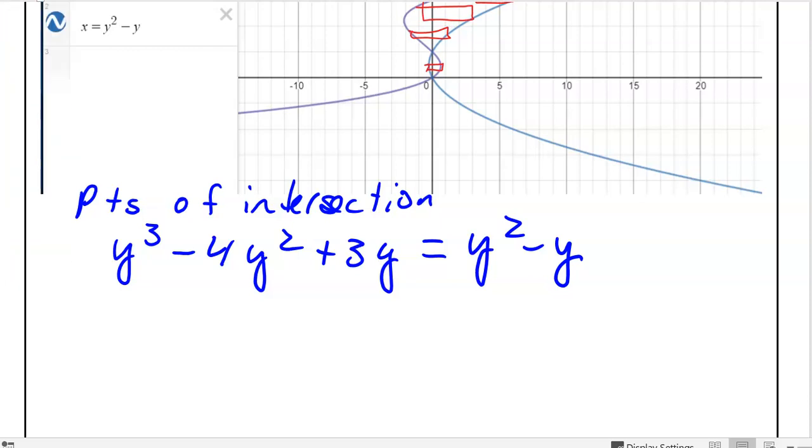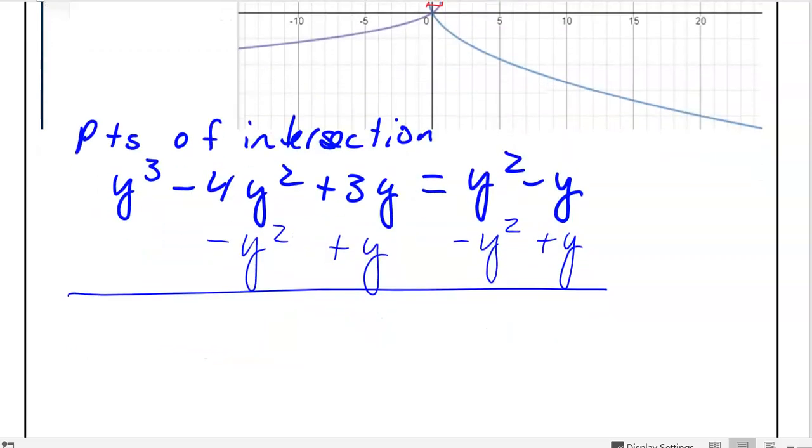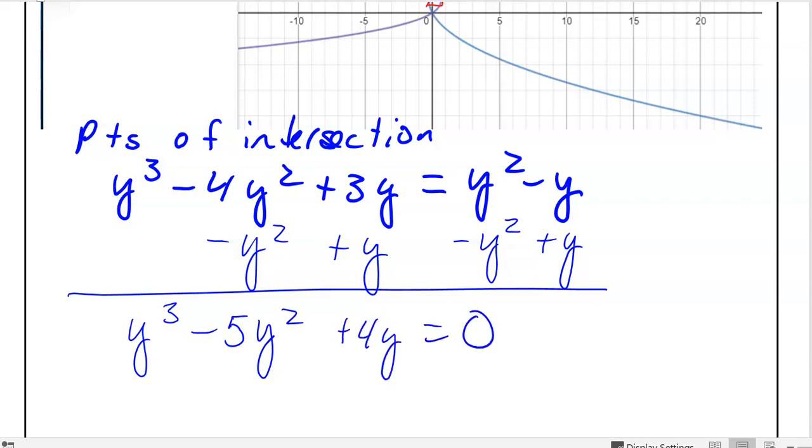Moving everything to the left will result in the following. I will end up with subtracting the y squared and adding the y to both sides. This will lead to having a common factor on the left, which means that I should be able to factor it completely, since after taking out the common factor of y, it will be quadratic in nature. This gives me y cubed minus 5y squared plus 4y equal to 0.